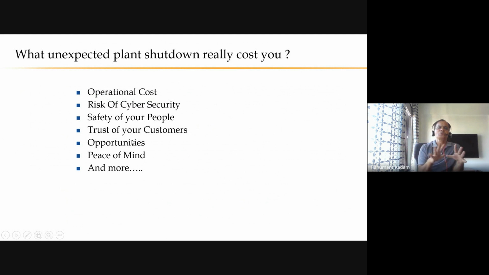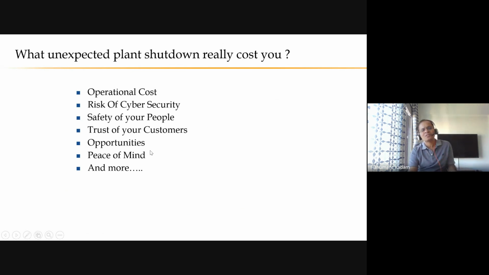So, if you are not maintaining a cyber security system properly, you're not installing it properly, you're not taking seriousness about that, then it leads to risk to the cyber security, the safety of your people, and the trust of your customer.